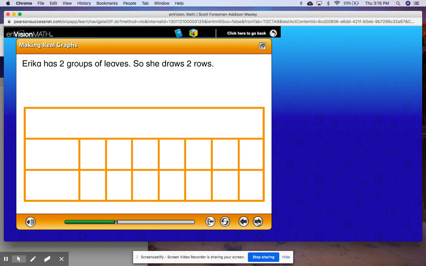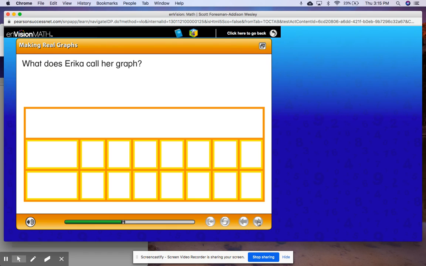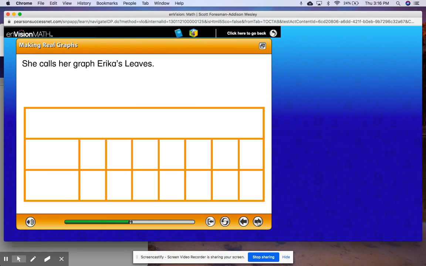Erica has two groups of leaves, so she draws two rows. What does Erica call her graph? It's always very important when making a graph to have some type of title. So thinking about what our problem is about, it's all about Erica and her leaves. We want to make sure that our title represents that. She calls her graph Erica's leaves.